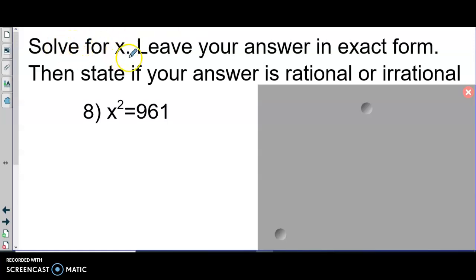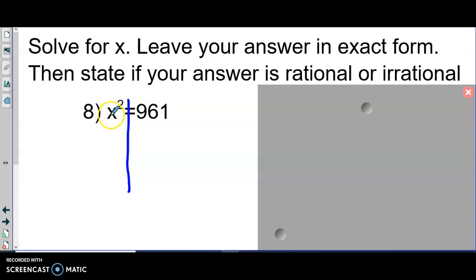This says solve for x, leave your answer in exact form. Then state if your answer is rational or irrational. So we want to solve for x. Remember, when we solve for x, our job is to isolate the variable, which just means get x by itself.